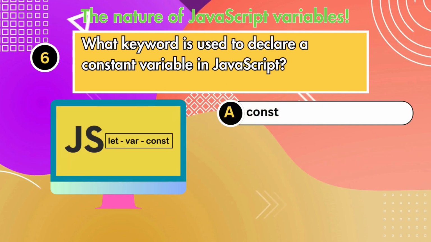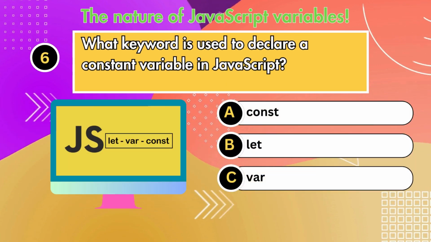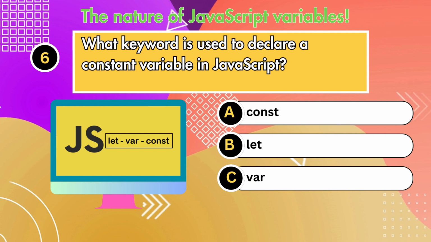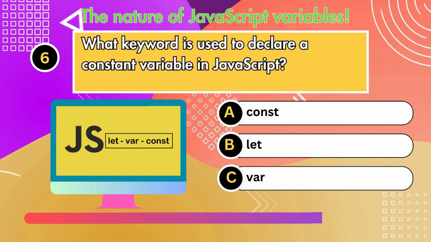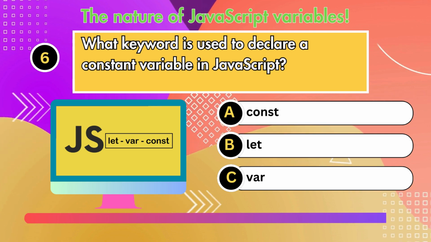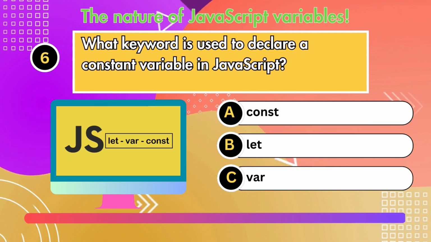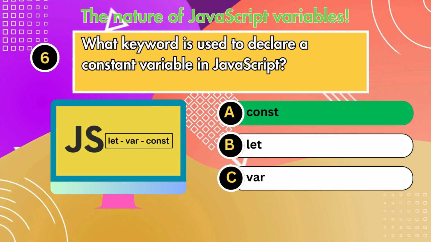What keyword is used to declare a constant variable in JavaScript? A. Const. B. Let. C. Var. Answer is const.